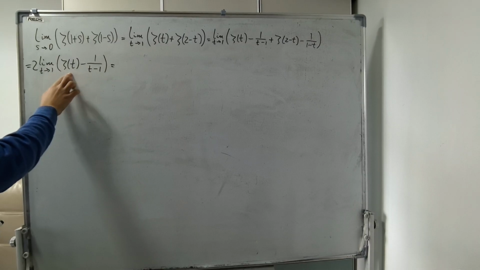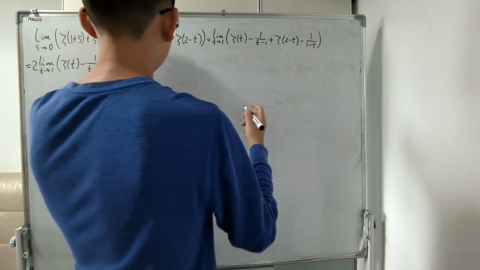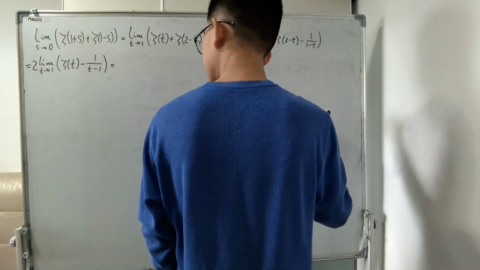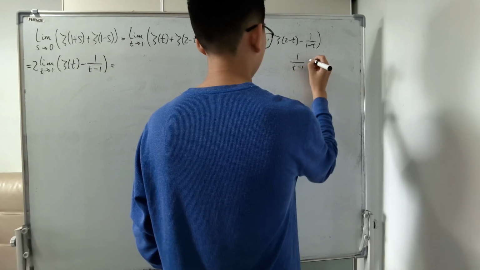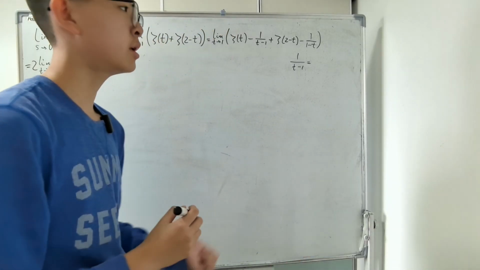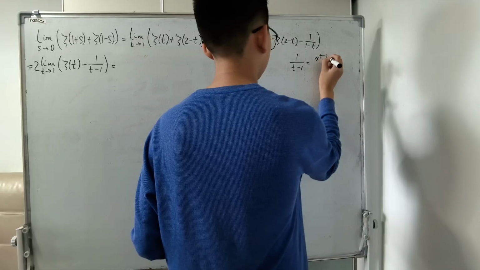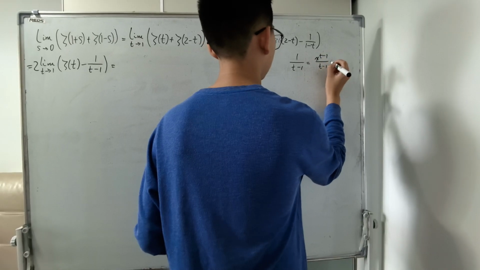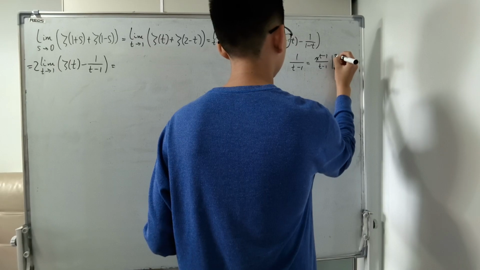So how we're actually going to evaluate this, this one we're still going to consider the sum, but this one we're actually going to turn it into an integral, because this is 1 over t minus 1. This is equal to, we're going to plug in an integral definition. This is x to the t minus 1 over t minus 1, evaluated from x equal to 0 to x equal to 1.